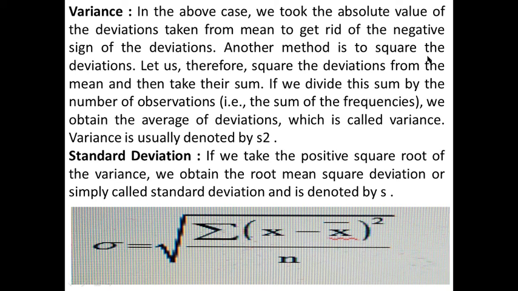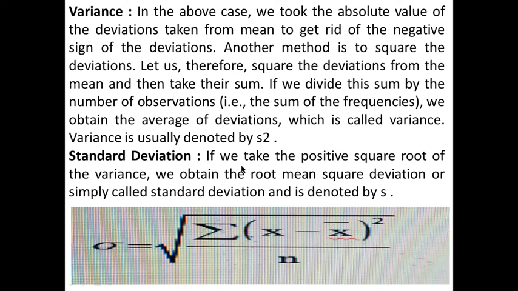Another method is to square the deviations. Let us therefore square the deviations from the mean and then take their sum. If we divide this sum by the number of observations, that means the sum of the frequencies, we obtain the average of the squared deviations, which is called variance. Variance is generally denoted by S squared.